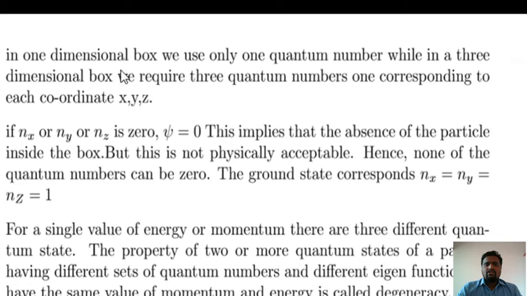In a one-dimensional box, we use only one quantum number, while in a three-dimensional box, we require three quantum numbers, one corresponding to each coordinate x, y, z. So nx corresponds to the x-axis, ny to the y-axis, nz to the z-axis. If nx, ny, nz is equal to 0, then psi is equal to 0. This implies the absence of a particle inside the box.